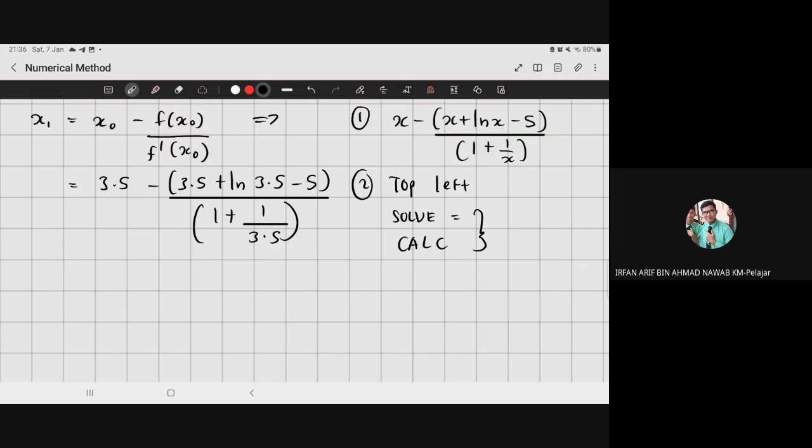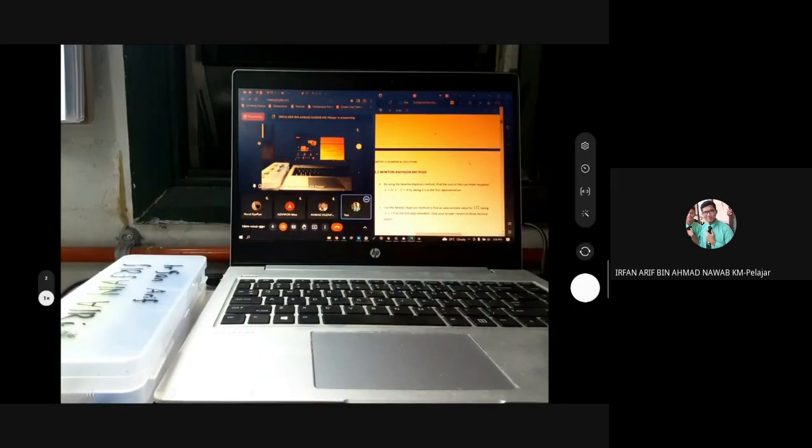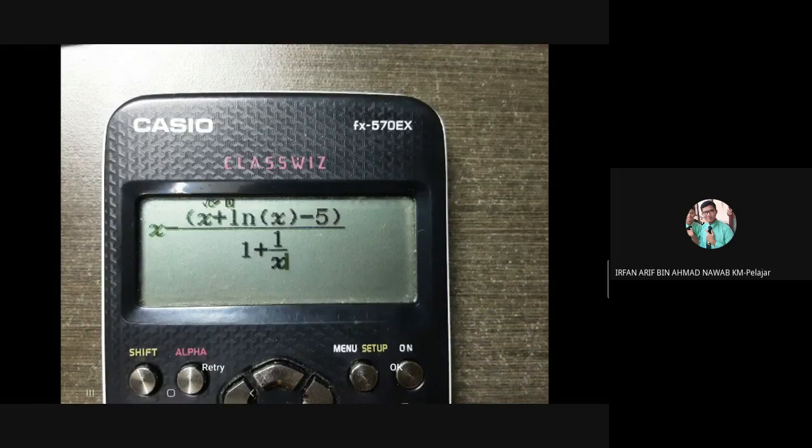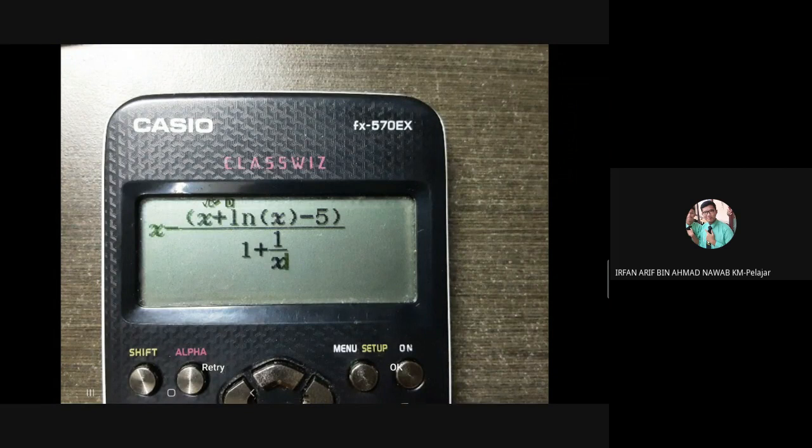So x minus x plus ln of x minus 5, divided by 1 plus 1 over x. Okay, let me send you a picture of how it should look on your screen. Nice. All right, so over here it should be like this. As long as you have that form, or you managed to create that particular equation, then it should be fine.